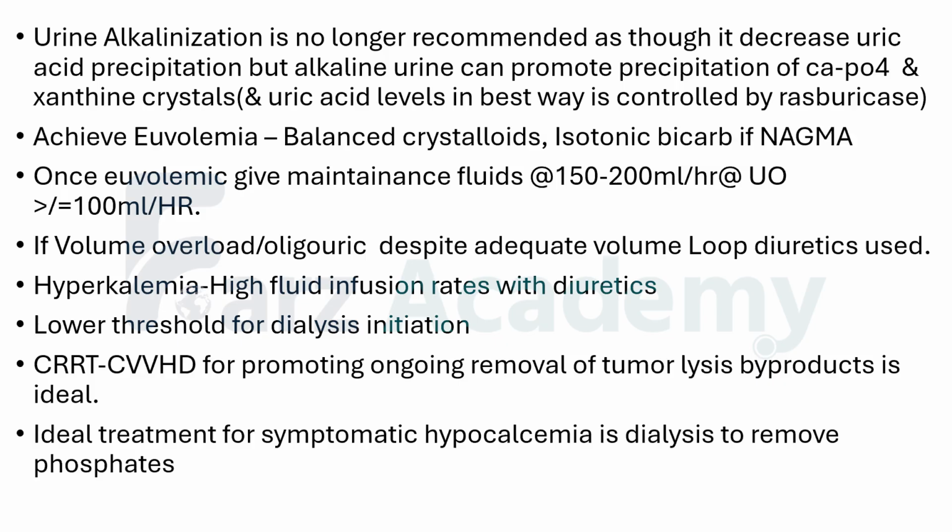If the patient has volume overload or is oliguric despite adequate volume, then loop diuretics need to be started. That hydration and diuretics help to remove potassium as well, so this method will take care of potassium as well. Lower threshold for dialysis initiation. So if you are checking levels of potassium and uric acid once or twice every 4 hours, but maybe in 8 hours the levels are still high or they are increasing, go for dialysis.